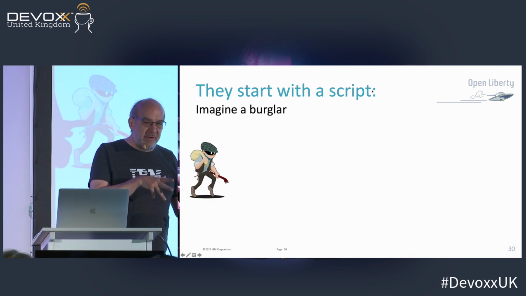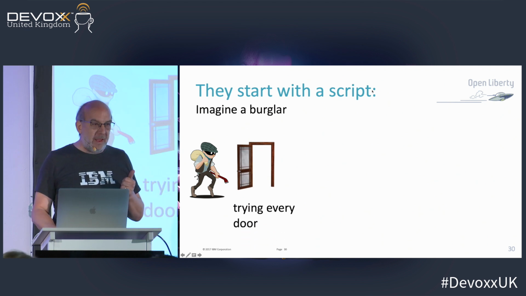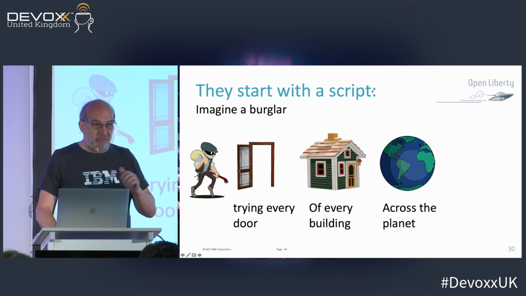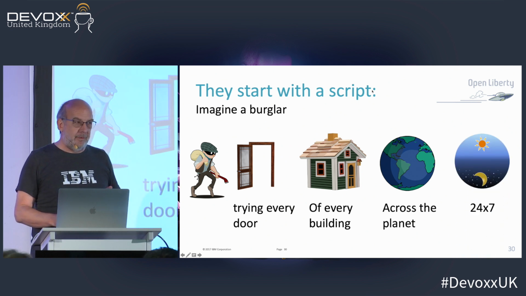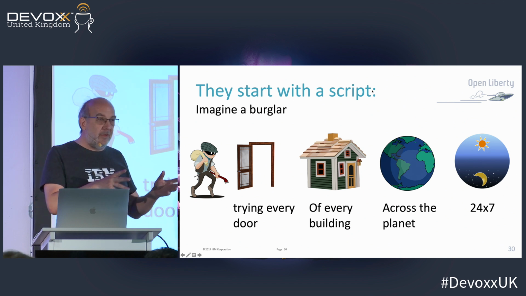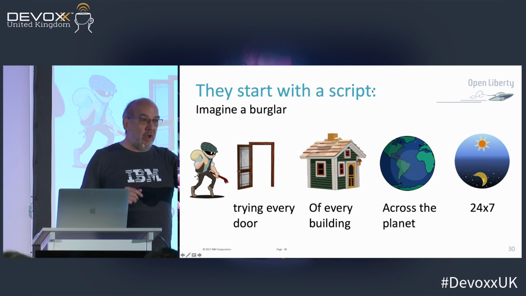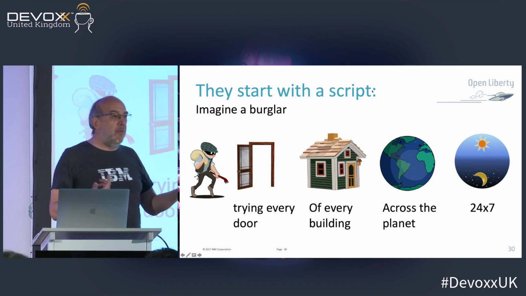So the world that we live in now is like this. This is a human analogy, but imagine there's a burglar who's trying every door of every building across the planet 24/7. Think of these scripts out there that are trying to get into your system every moment of the day. They're looking for the open lock. They're not targeting you specifically. There's no plan. They're just finding somebody who's got an open window.